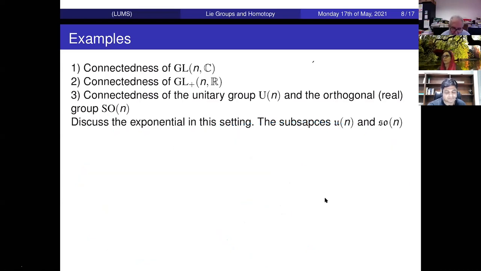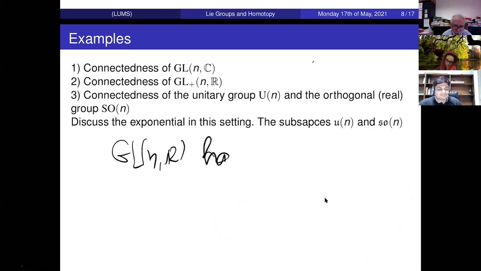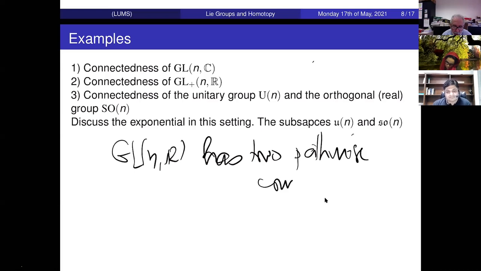Okay, fine. So now that we have proven the fact that GLN of C is connected, GLN of R is connected also, plus, of course, we see that GLN of R has two pathwise connected components. Okay.